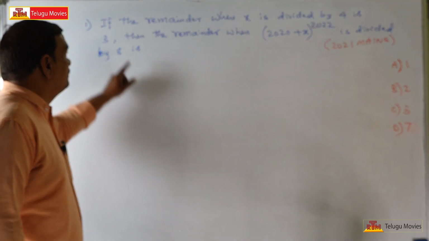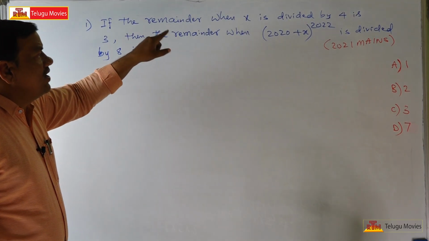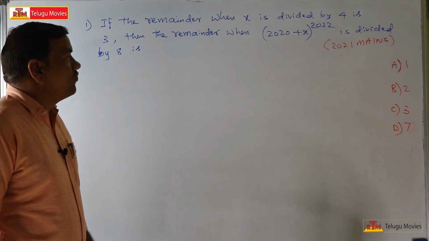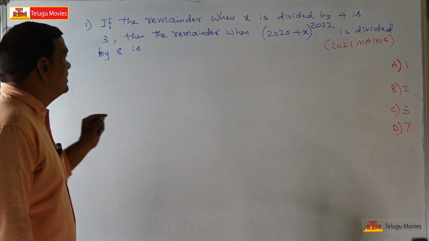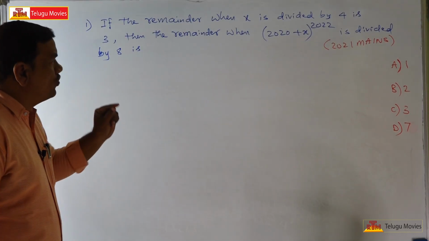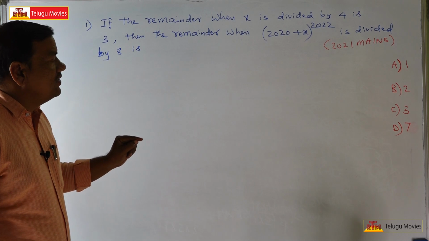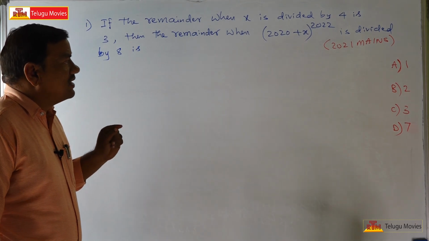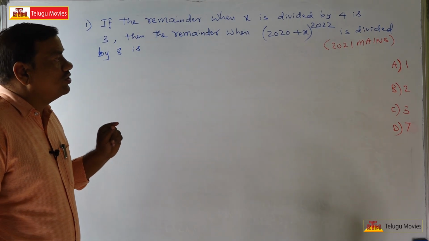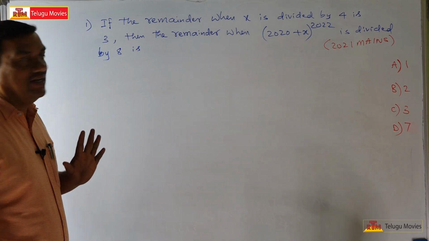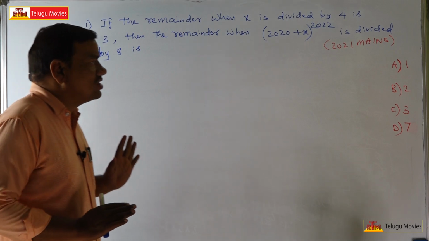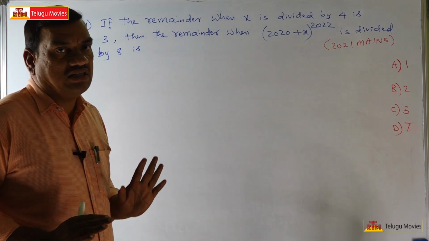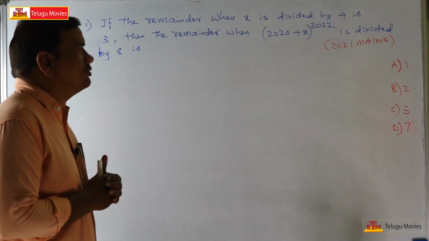See here, if the remainder when x is divided by 4 is 3, then we have to find out the remainder when (2020 plus x) whole to the power of 2022 is divided by 8. Okay, now the question is very clear. It was asked in the 2021 mains examination. Then how to approach this problem?